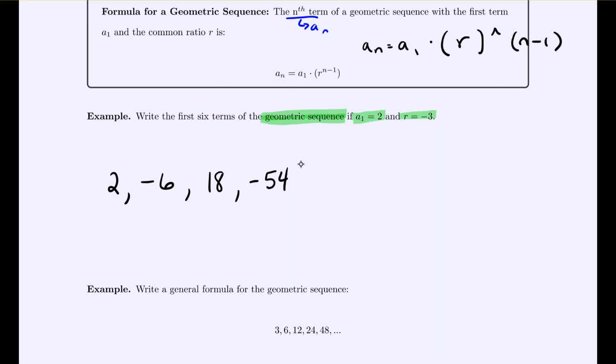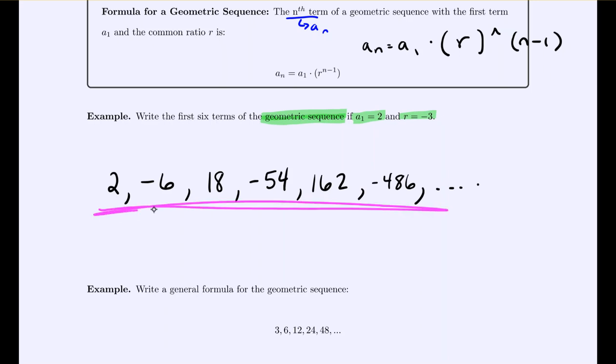So we continue this process. -54 times -3 would give us our next term. Negative times negative would be positive, and specifically we would get a positive 162. This is our 5th term. To get our final term that we were asked for, we would take 162 and multiply by -3, and we would get -486. So that's the first 6 terms of this geometric sequence.